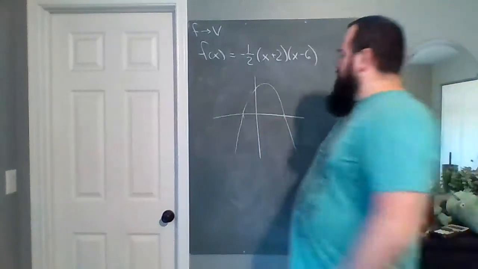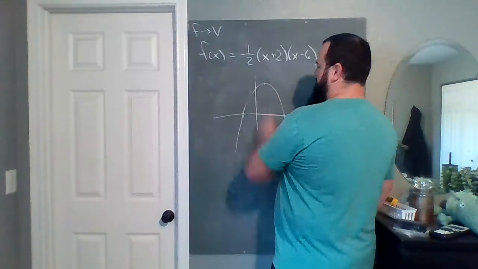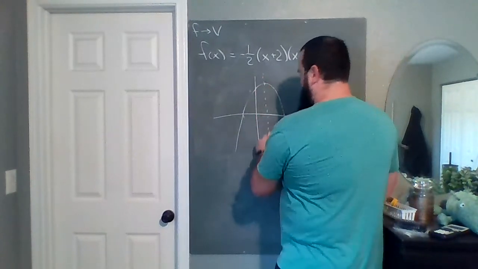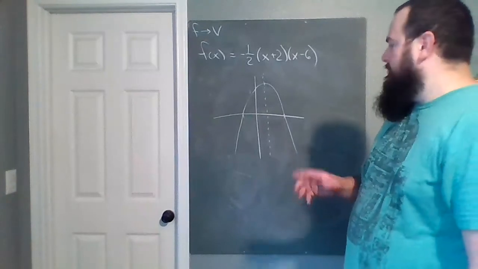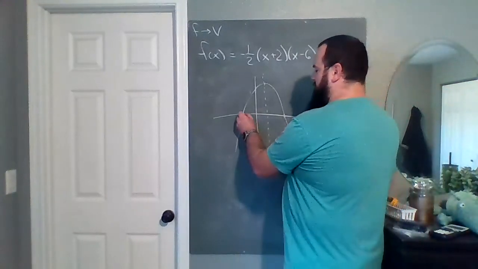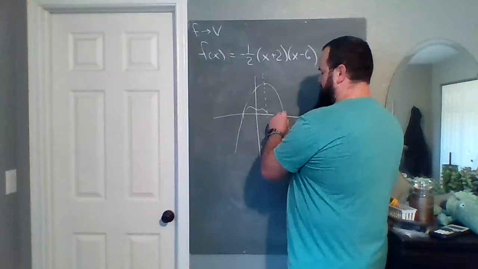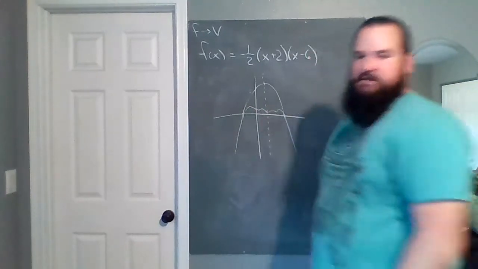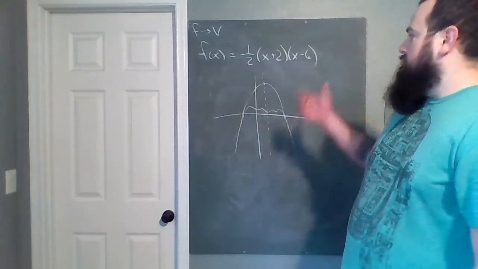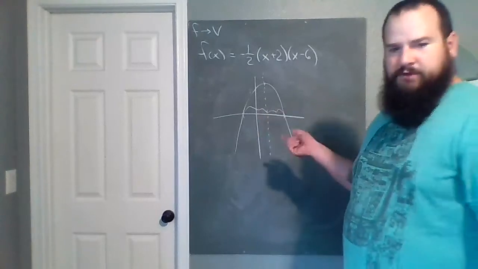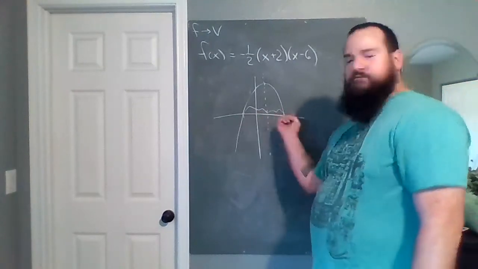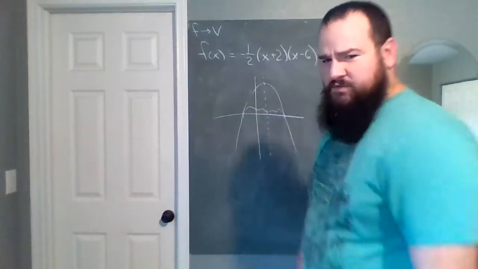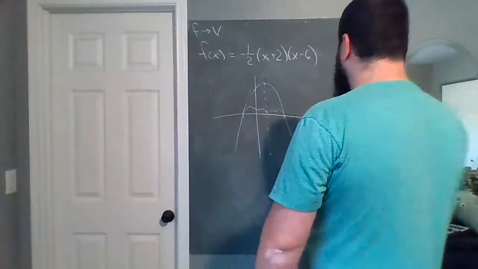Now, if this is our vertex, that means I can draw a nice axis of symmetry there, which means the distance from here to here is the same as from there to there. We know what those points are, so we can just count it. But let's imagine we couldn't. What we can do is find halfway between them. In other words, we can find the average of those two points.